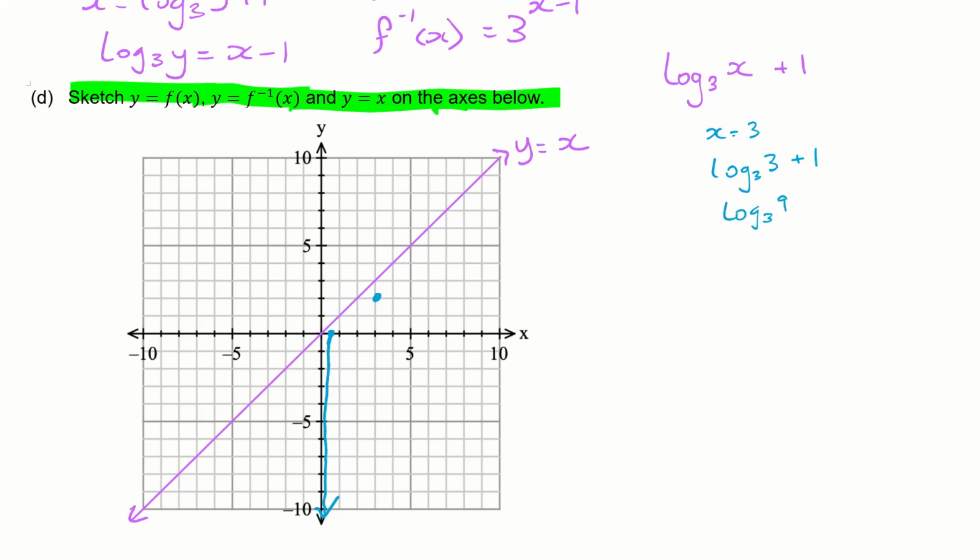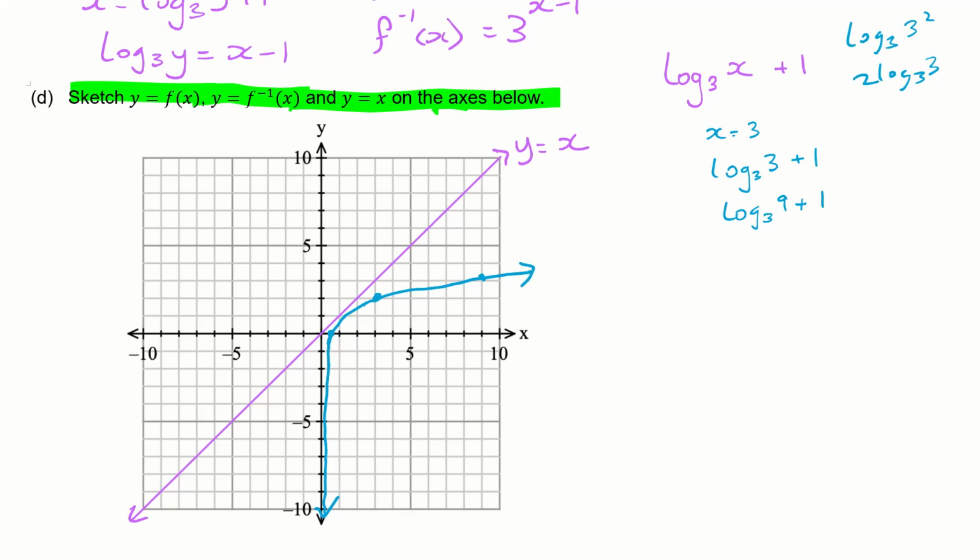Let's think about when x is 9. Log to the base 3 of 9 plus 1. Log to the base 3 of 9 is log to the base 3 of 3 squared, which is 2 log to the base 3 of 3. So that's 2 plus 1 is 3. So that would be here. And so that one will go like this.